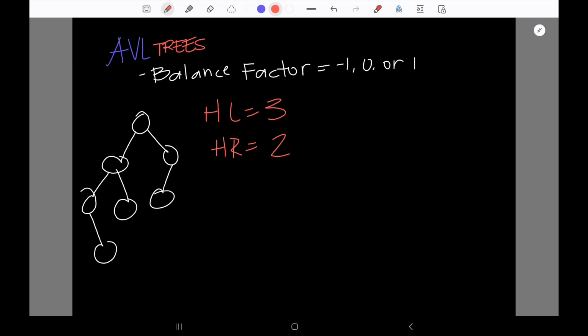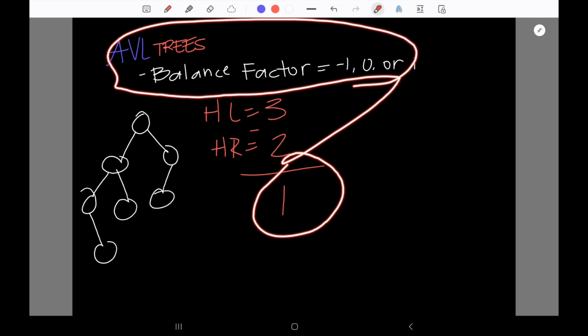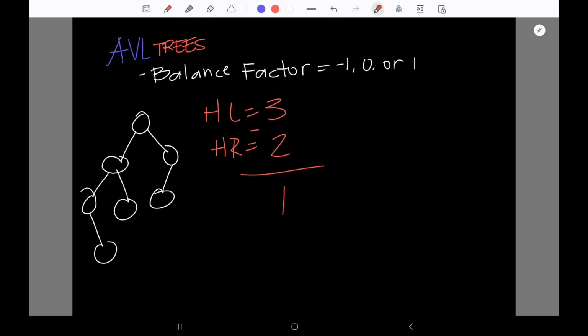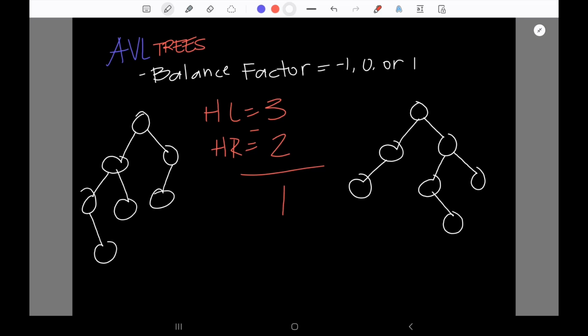And 3 minus 2 is 1. It passes the parameters of being an AVL tree, which is this one. So how about this one? Hmm. We have a node here, a node here, a node here, here, a node here. Okay, how about this one?